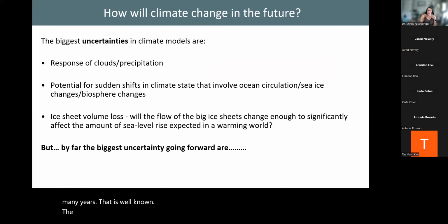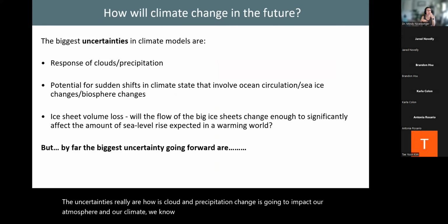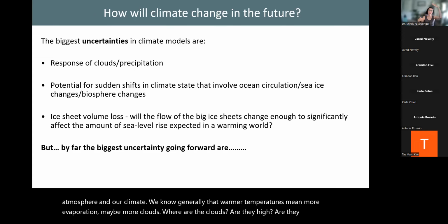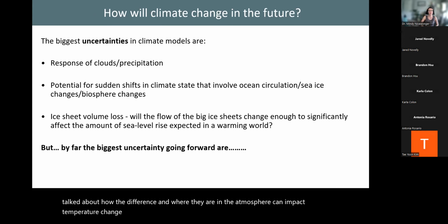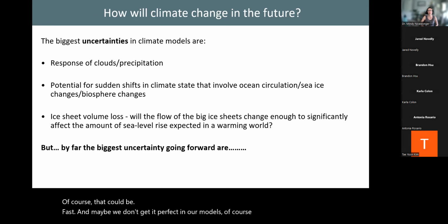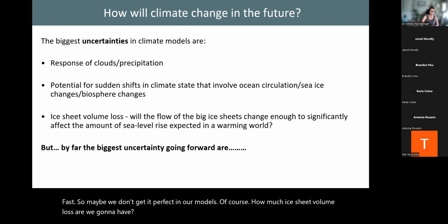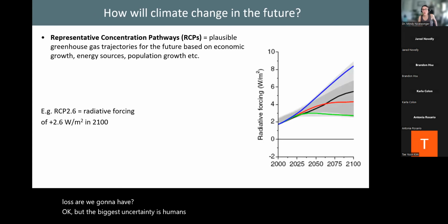The uncertainties really are how are cloud and precipitation changes going to impact our atmosphere and our climate? We know generally that warmer temperatures mean more evaporation, maybe more clouds. Where are the clouds? Are they high? Are they low? We've talked about how the difference in where they are in the atmosphere can impact temperature change. So that's a little bit uncertain. We have sudden shifts in the climate, like our ocean circulation, our sea ice. Of course, that could be fast, and maybe we don't get it perfect in our models. Of course, how much ice sheet volume loss are we going to have? Okay, but the biggest uncertainty is humans and what we're going to do.